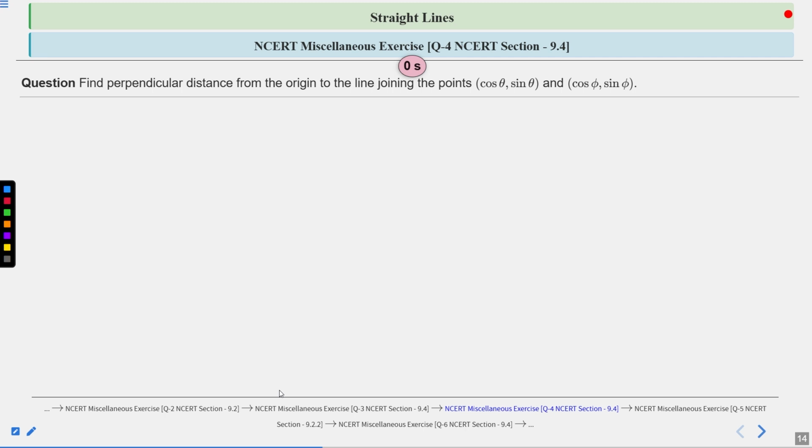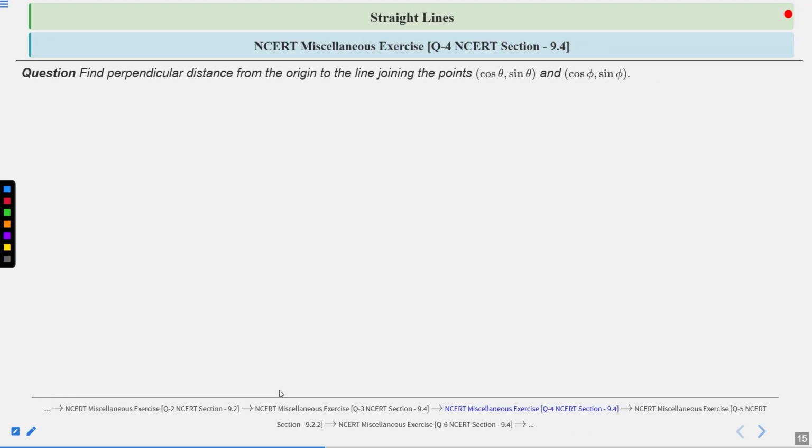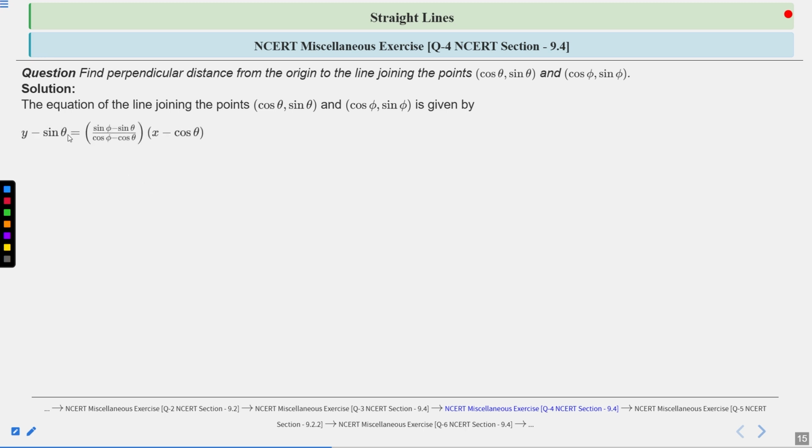Okay, students. Now we will solve this question. The equation of the line joining the points cos theta, sin theta and cos phi, sin phi is given by y minus sin theta equals sin phi minus sin theta divided by cos phi minus cos theta times x minus cos theta.